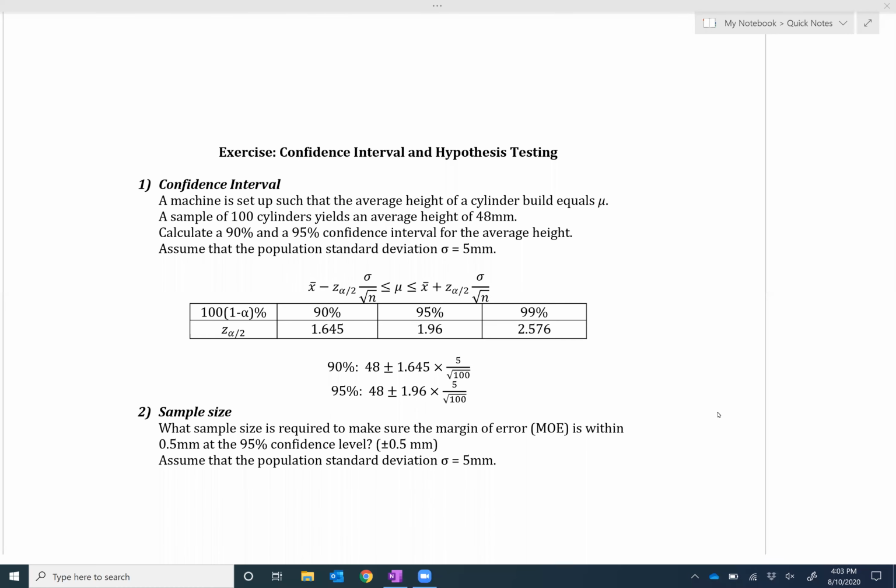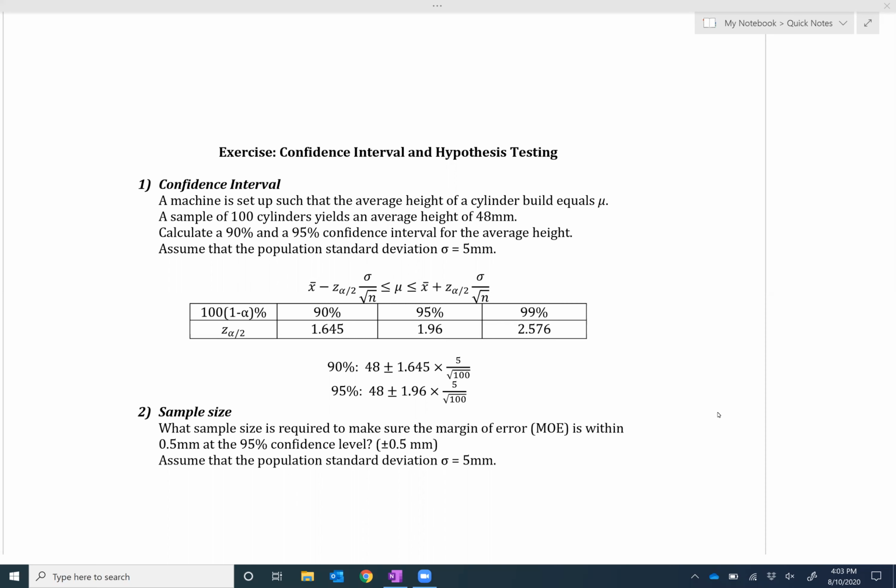Hello everyone. In this lecture, we're going to look at the confidence interval and hypothesis testing. So we're going to go through these two concepts through this exercise. The first concept is confidence interval.